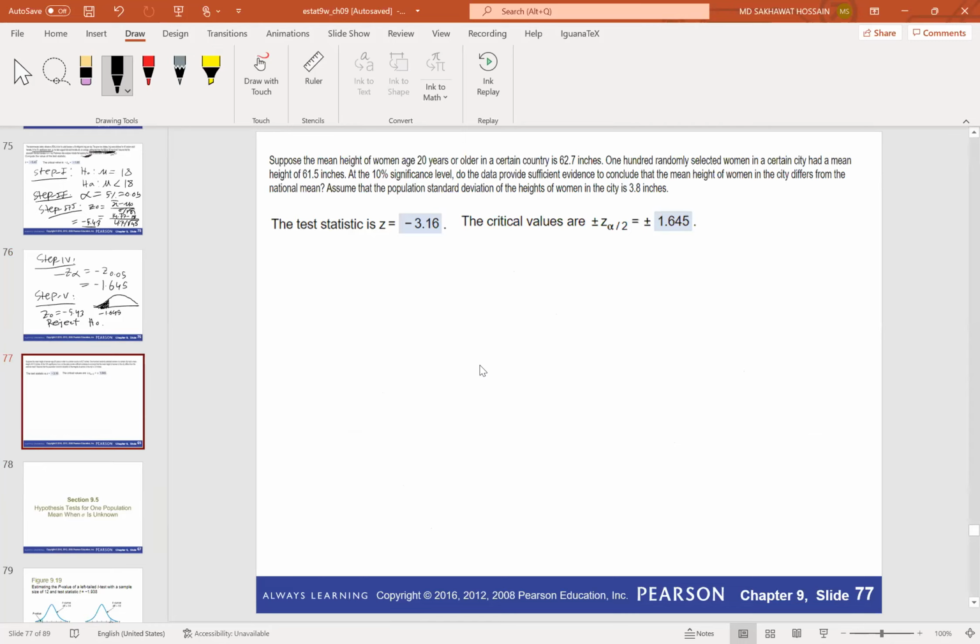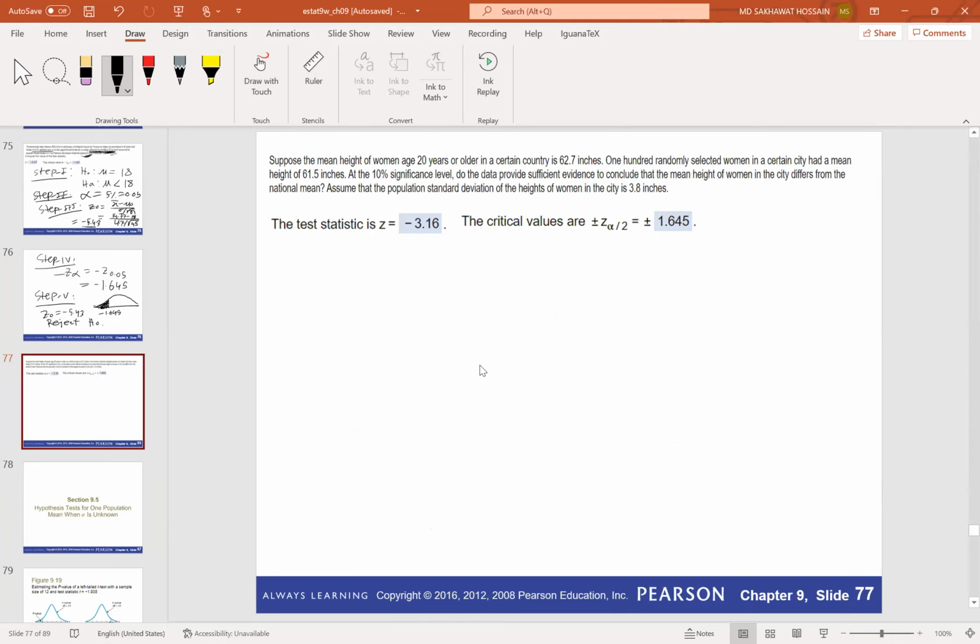Okay, so we are going over so many examples, so that it becomes more clear to you, so that you do not have any confusion in any step of the hypothesis testing.